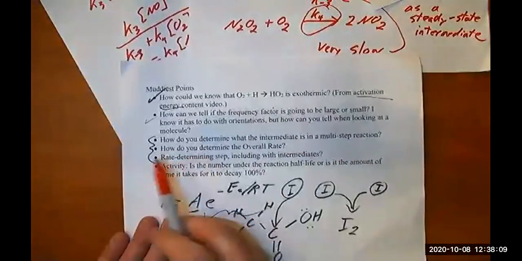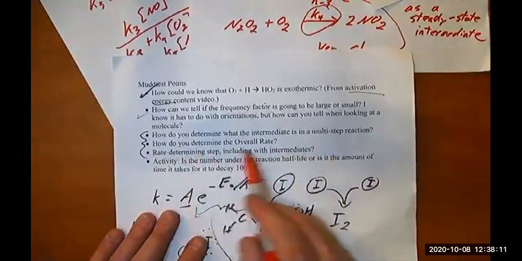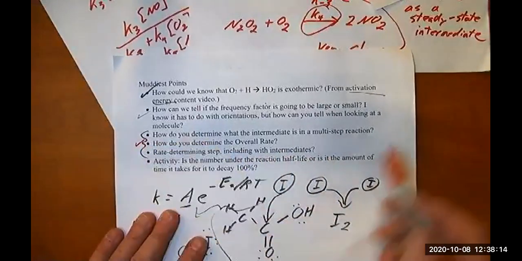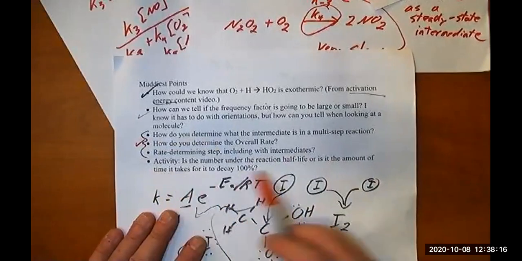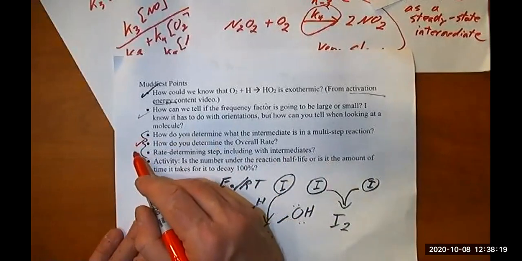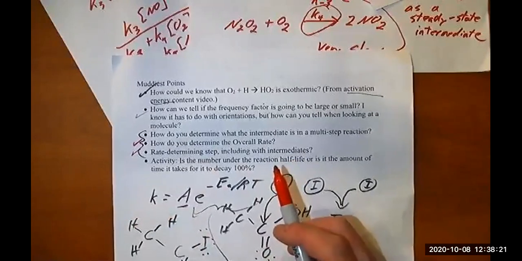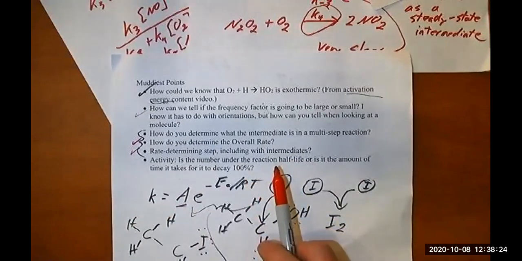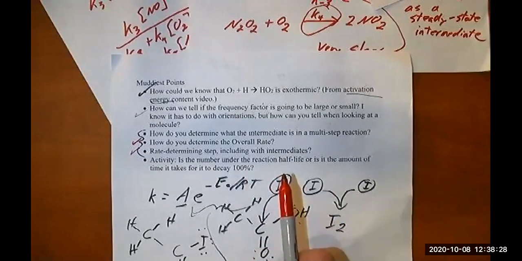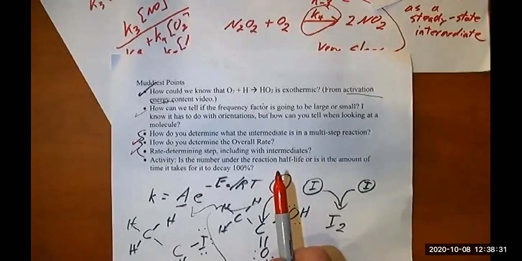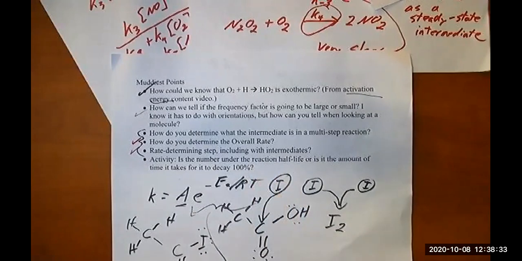Okay. All right. So how do you determine the overall rate? I think we've gone through a couple examples of that. This example certainly included a rate determining step and included intermediates. The definition of an intermediate is a species that is part of the mechanism that is not part of the overall reaction, that is produced in early steps of the mechanism and destroyed in later steps of the mechanism.